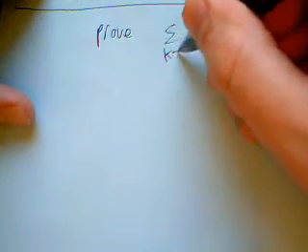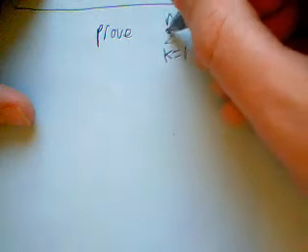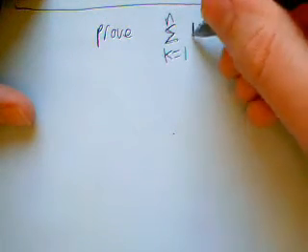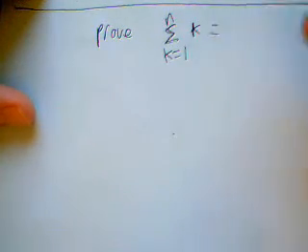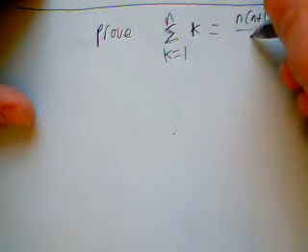Okay. This is going to be from discussion 2, exercise number 5, proving that the sum from k equals 1 to n of k is in fact equal to n times n plus 1 over 2.